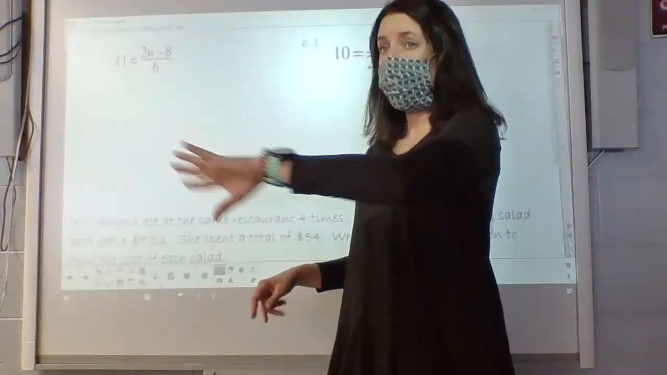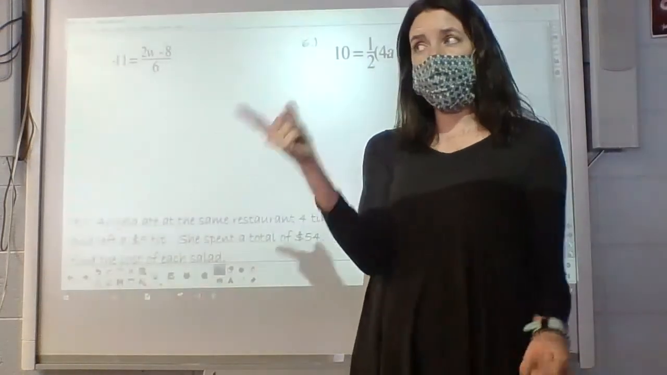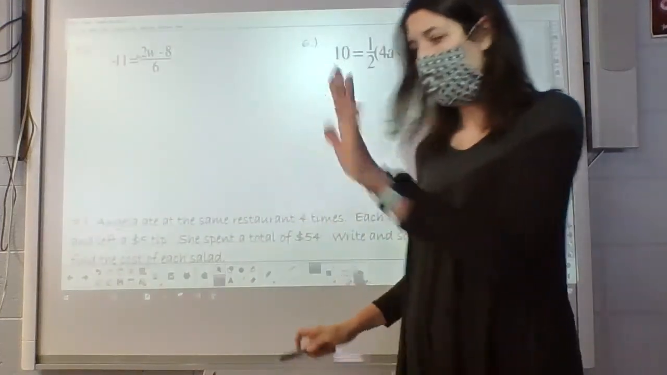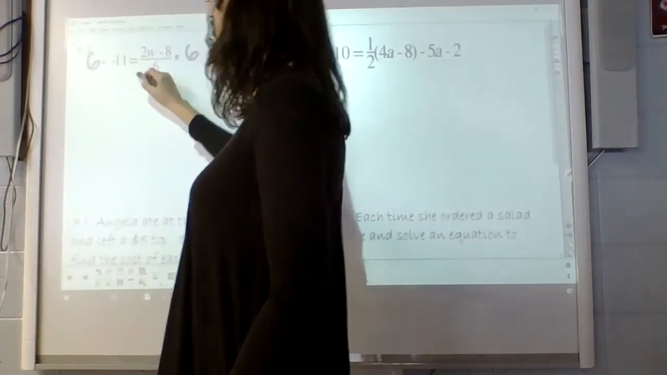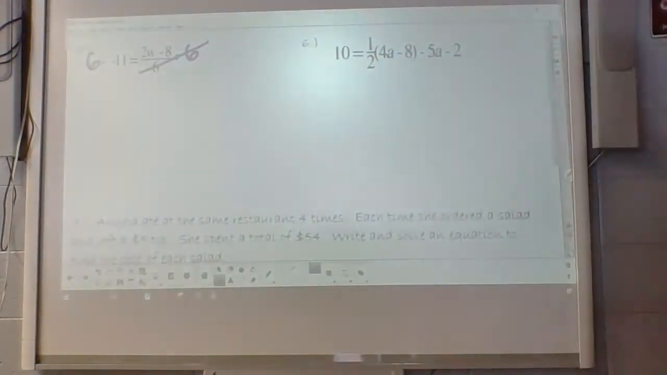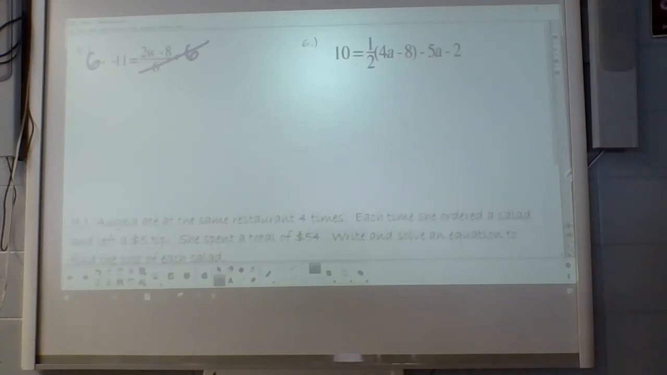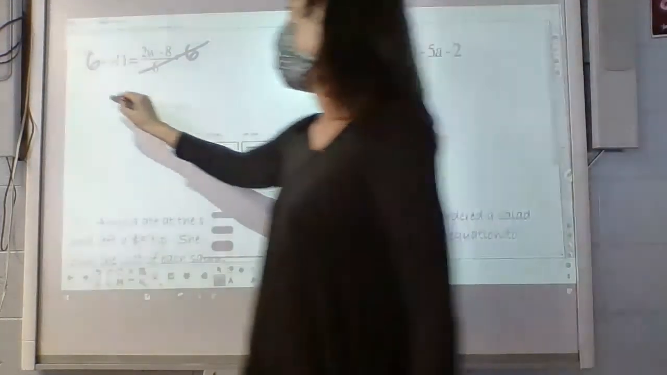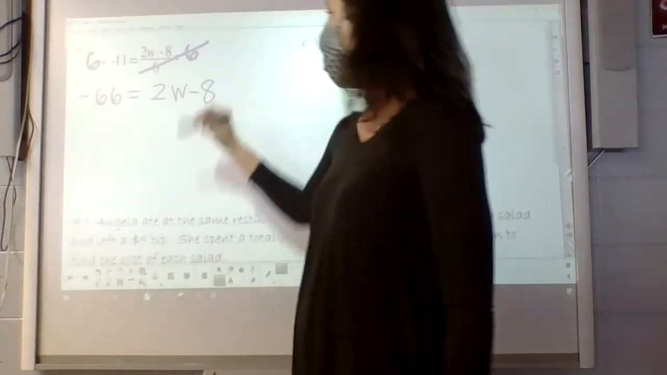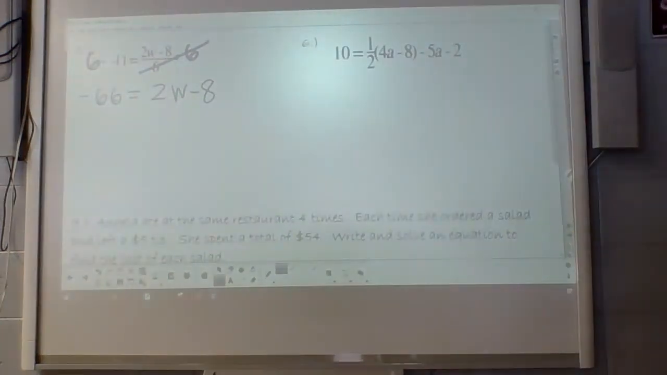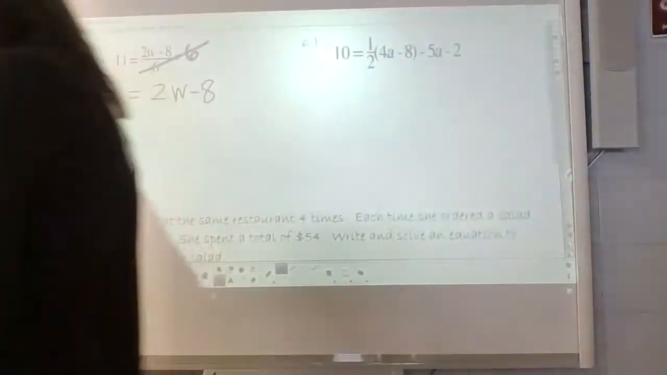So rather than dividing by 6, let's instead multiply by 6. Now what you said will work. I'm not saying that doesn't work, but most of us prefer to not have fractions and decimals. So let's multiply each side by 6. It gets rid of that 6 on the fraction. We're left with a negative 66 on the left side. And this is a lot nicer than working with a bunch of fractions or decimals, especially one with a 6, because a lot of times it's a repeating decimal.